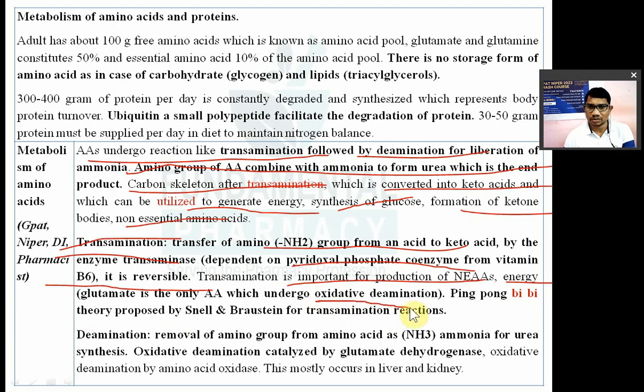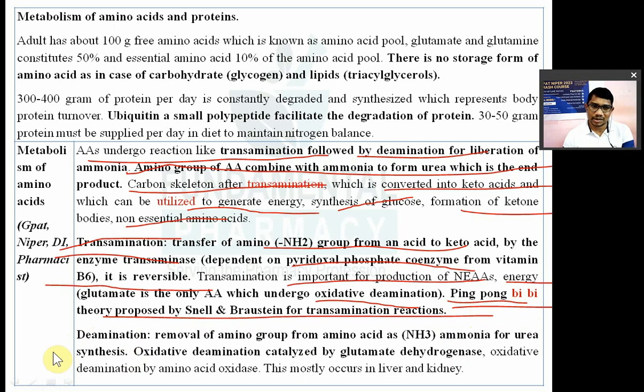There is also a theory for transamination, called the ping pong bi bi theory. The theory is proposed by Snell and Brustine for the transamination reaction. You have to remember the theory, ping pong bi bi. You can check the theory; the name is the same, only the spelling may differ, but the pronunciation remains the same.